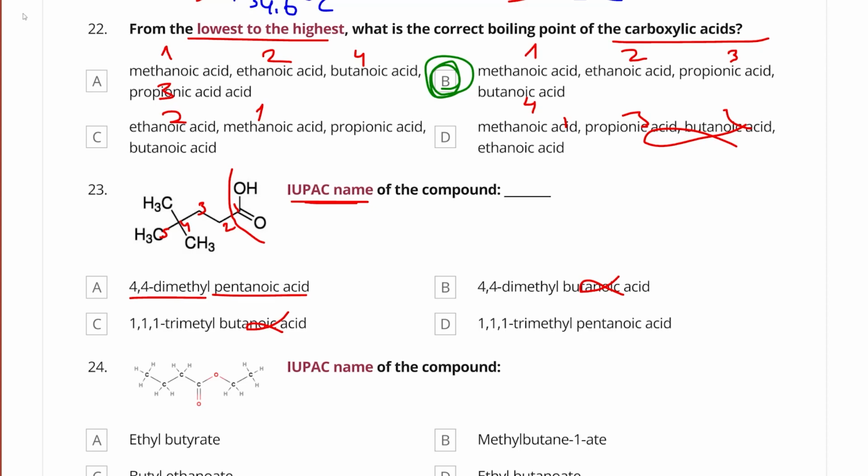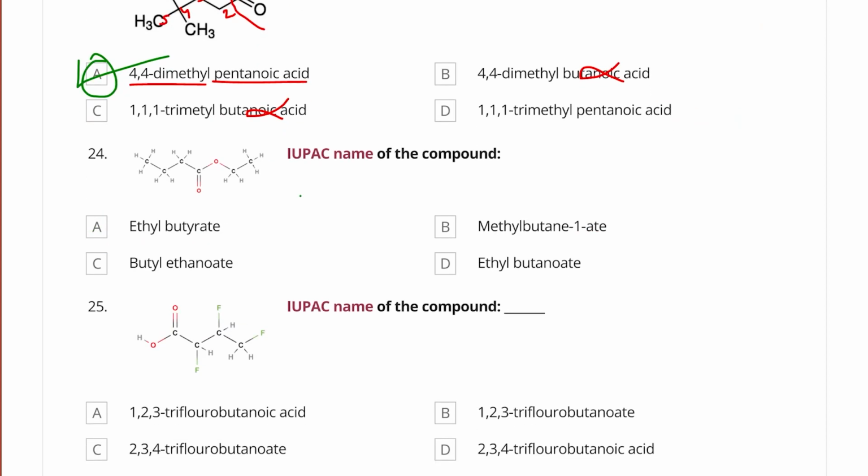4,4-dimethyl pentanoic acid. And as you see, it is getting easier. IUPAC name of the compound again. So we have a 1, 2, 3, 4. Oops, this is an ester.